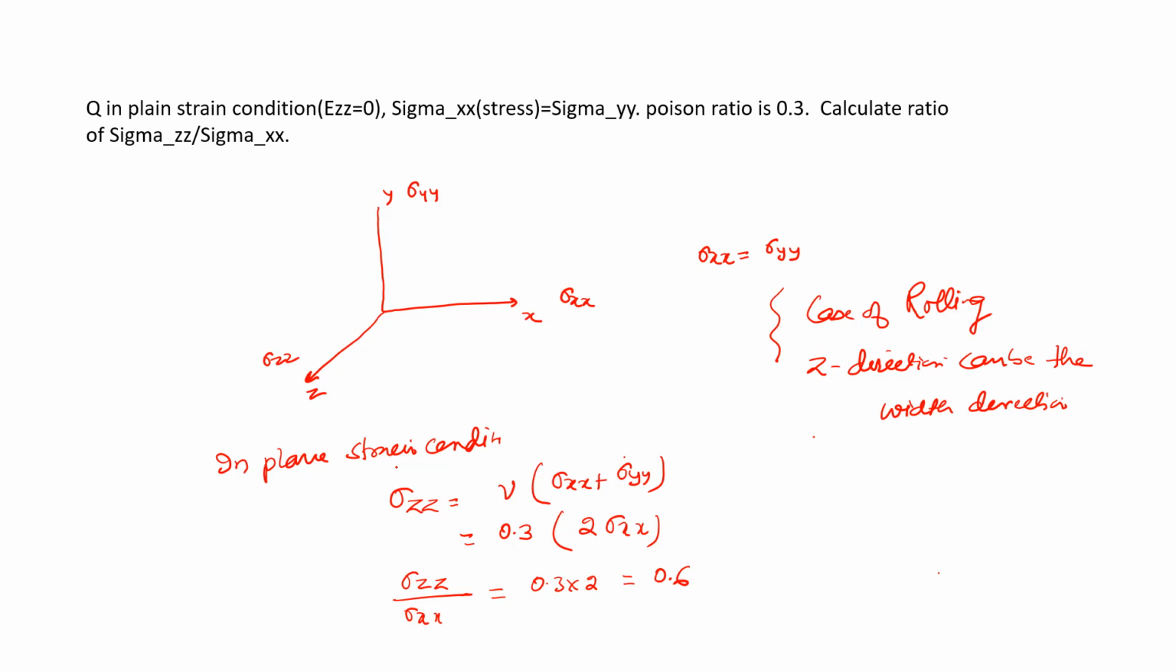There is a stress, but there is no strain in the z direction. So sigma zz will be equal to mu times sigma xx plus sigma yy. Next, it is given that sigma xx and sigma yy are equal, so we can write it as 2 times sigma xx. Now if you do this calculation, then the ratio will be 0.6.